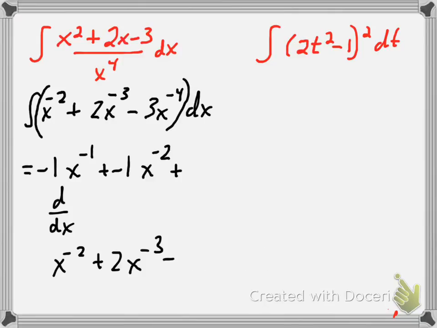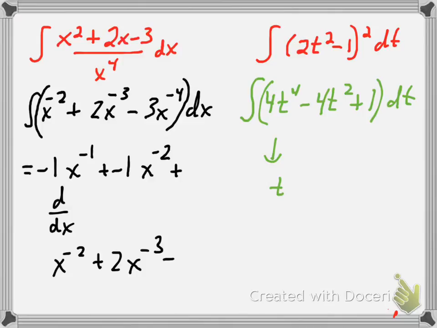Okay, so the next one is an example that you see, and again, we'll learn some strategies for more complicated ones like this, but for right now, you need to change the form. So 4t to the 4th minus 4t squared plus 1. I just multiplied that out, changed the form, and now it's in a polynomial form.